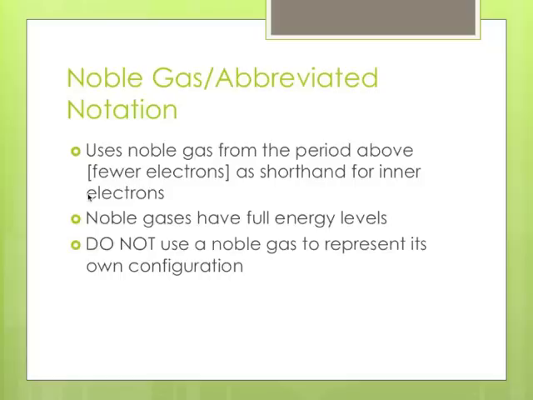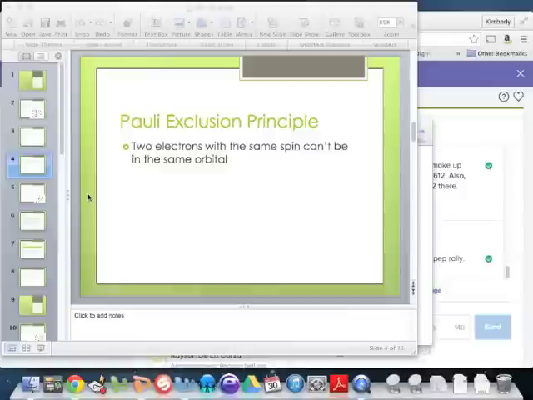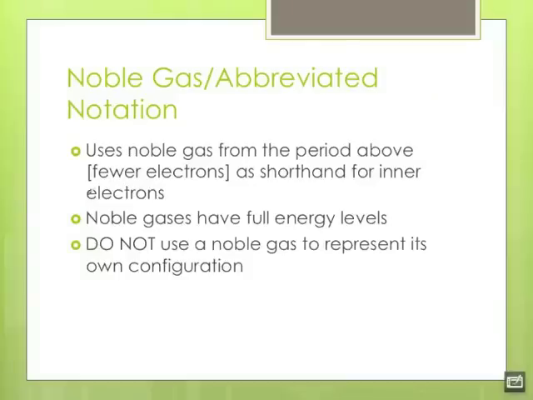So now the other thing we want to learn is how to write these electron configurations so we don't have to write all the electrons every time. Because when you get to things like francium and you have 87 electrons, that's going to get really, really long. So for shorthand, we can use the noble gases. And remember, noble gases are group 18. And you want to use the one from the row above because you need something with fewer electrons.